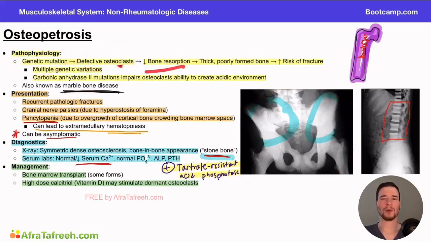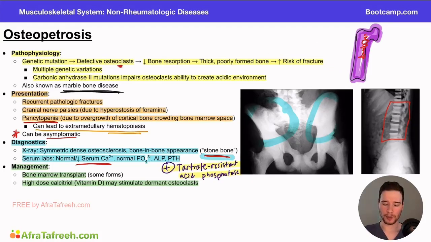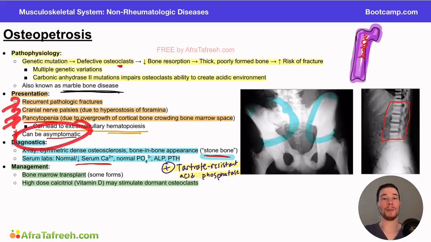You might be saying, why is this a problem? Well, because we don't have the balance of osteoblast to osteoclast. So yes, we get a bunch of bone formation, but it's poorly formed, and poorly formed bone is going to increase the risk of fractures. Now, patients can present with pathologic fractures, cranial nerve palsies, pancytopenia, or they can be asymptomatic as well. Maybe that pathologic fracture is their presenting sign to the clinic.